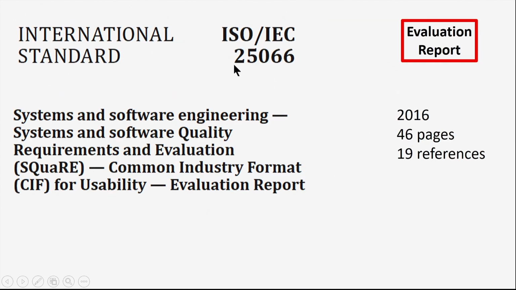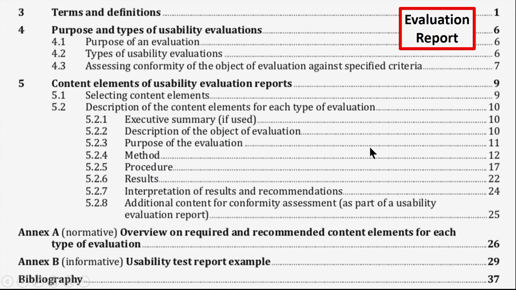Next is ISO 25066, which is the evaluation report. And again, it's having to do with this common industry format. This document is somewhat newer, 2016, 46 pages, so a fair amount of content, and 19 references. So here's the table of contents. Again, I've eliminated certain things up front before the definition section. What's in front sometimes is a scope, sometimes an introduction, sometimes there might be rationale. So the section numbering is not always the same across documents, just because different standards have different front matter.